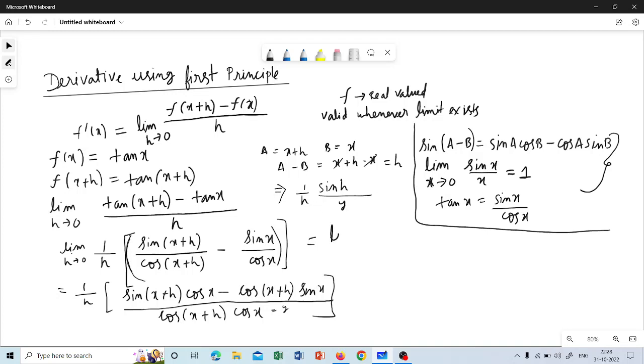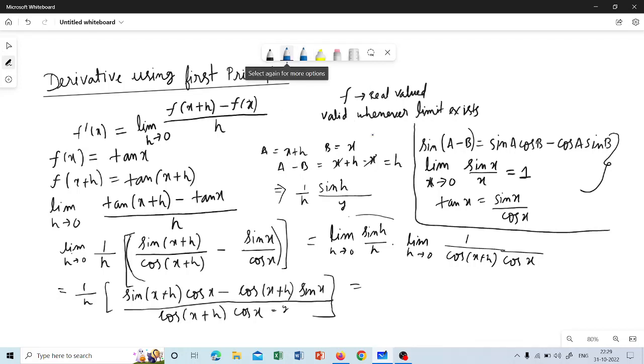I can split this into two limits. So limit h tending to 0 of sin h by h, into limit h tending to 0 of 1 by cos x plus h into cos x. So now this is 1. This whole limit, so this expression goes to 1. So this limit is tending to 1.